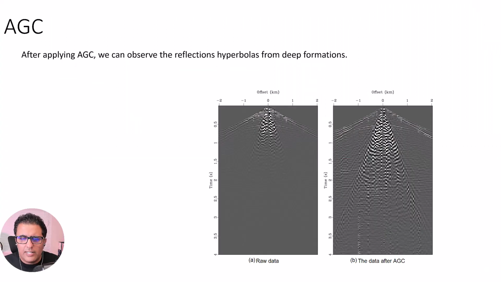So as you see here, A is the raw seismic record and B is after applying AGC. Now we can see deeper reflectors better, and now we can process this seismic data better.